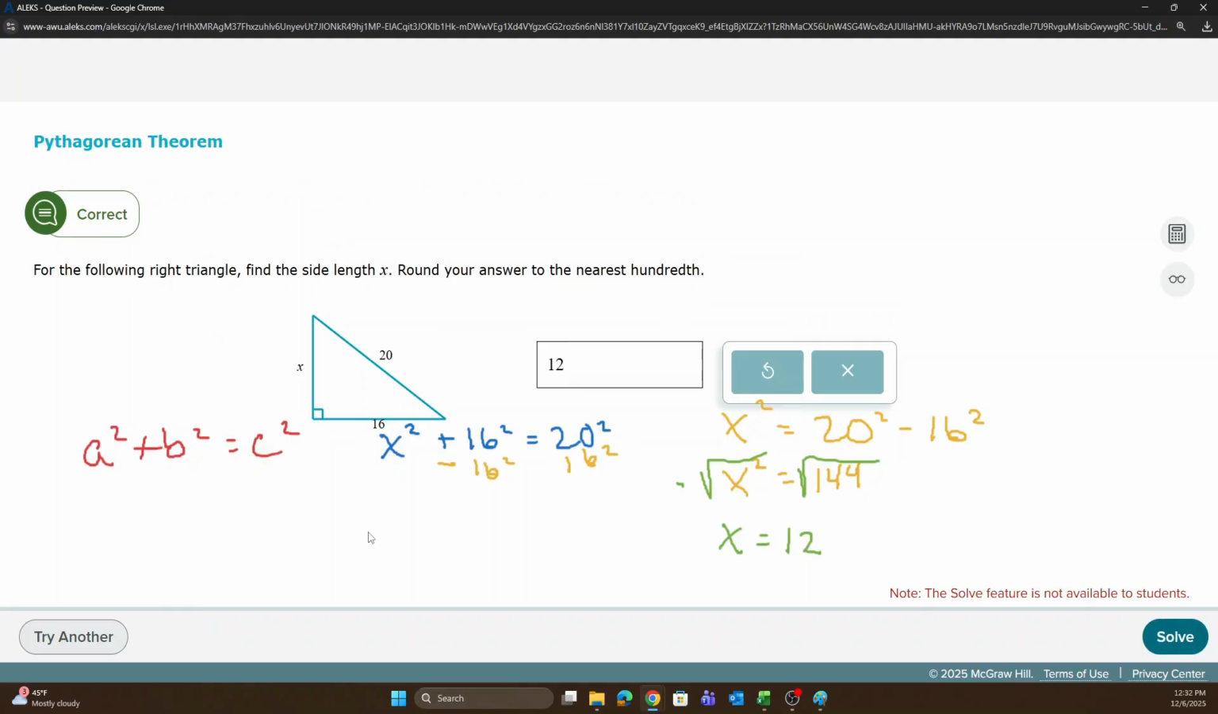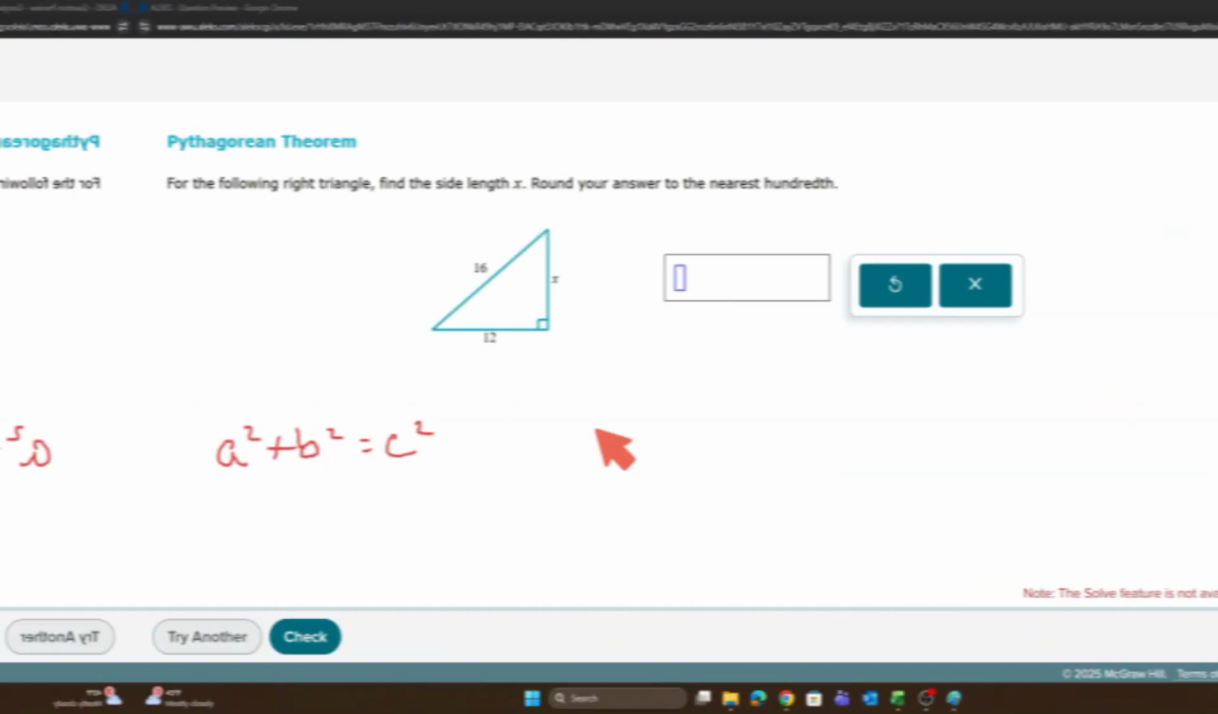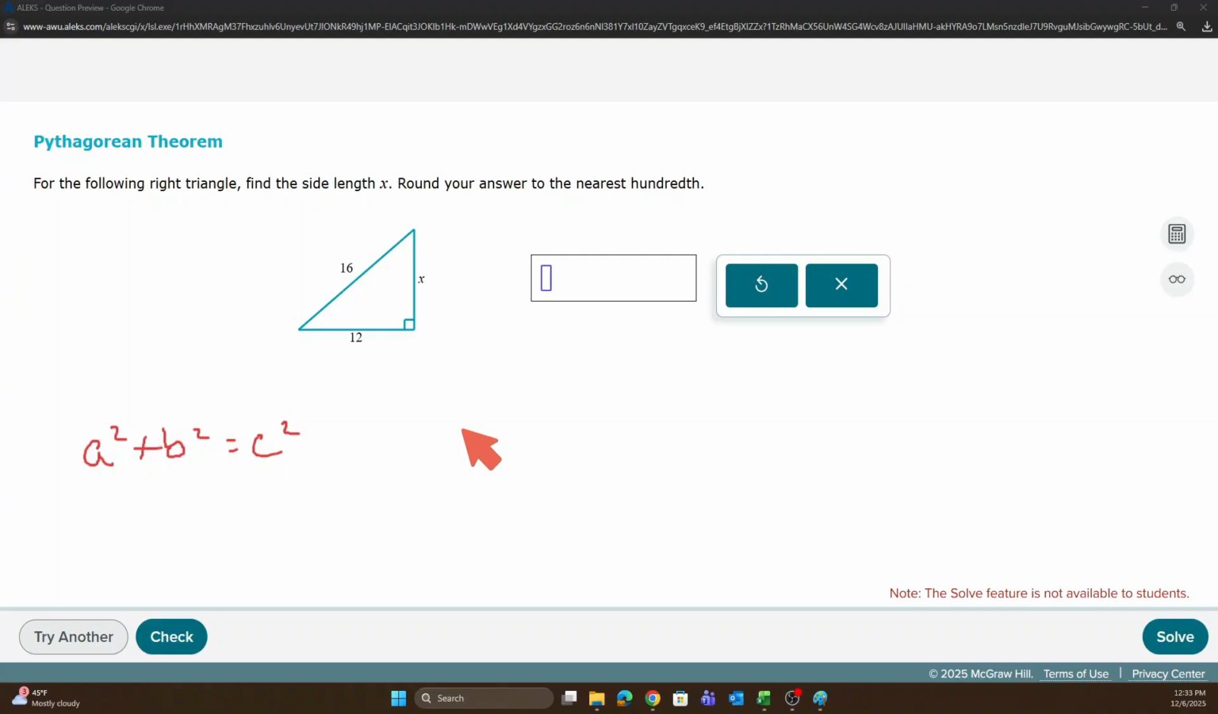And that's how we do these problem sets. Let's go ahead and look at one more, and then we'll move on to problem 4. So here we have another Pythagorean theorem. Once again, it's a squared plus b squared equals c squared. You're going to say 12 squared plus x squared equals 16 squared. It doesn't really matter if you say x squared or 12 squared first. You're going to end up getting the same results.